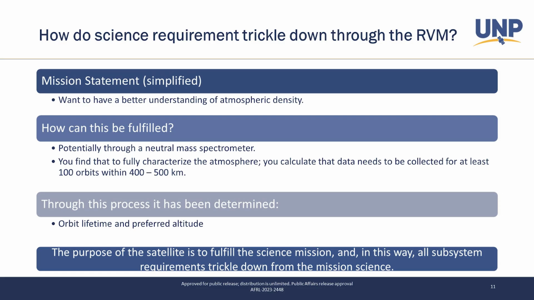Through this process of investigating and flowing down and becoming more specific, you find that orbit lifetime and preferred altitude have been determined. So requirements could be made from that. This is just a simple example of that. The mission design course that you did at kickoff went through this, where some of the teams were like, oh, we need to do at least 10 orbits or at least this many passes a day in order to get this data. So that's the same systems engineering process.